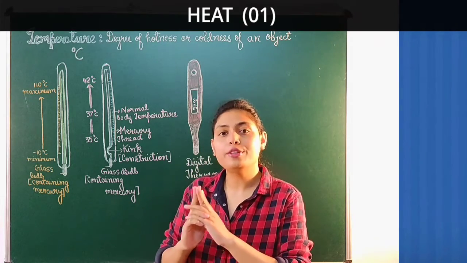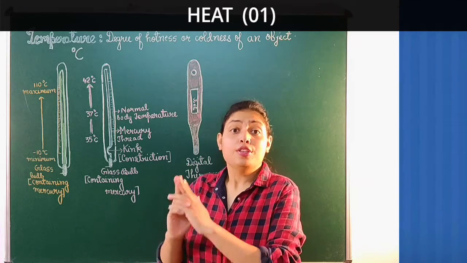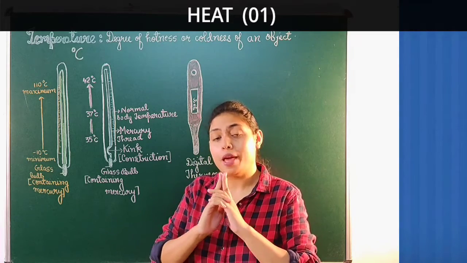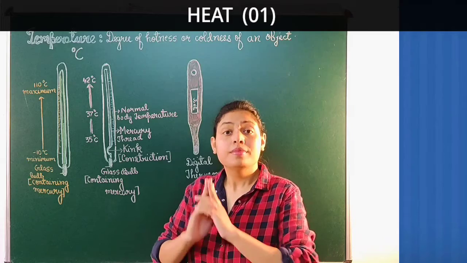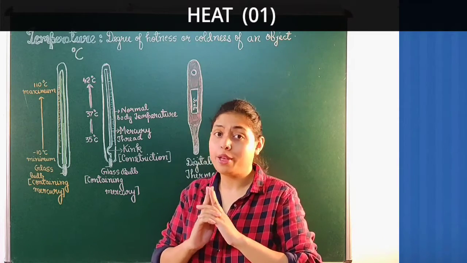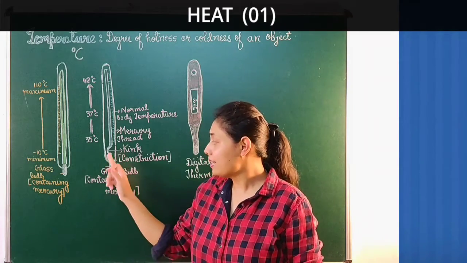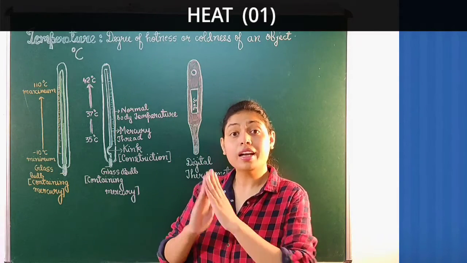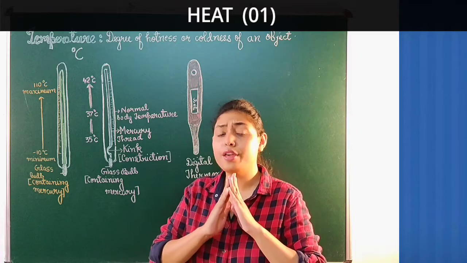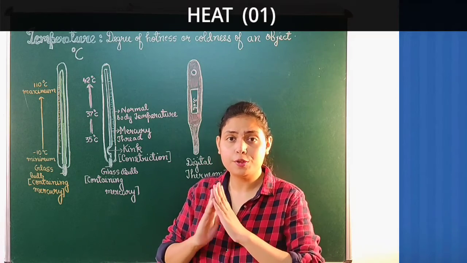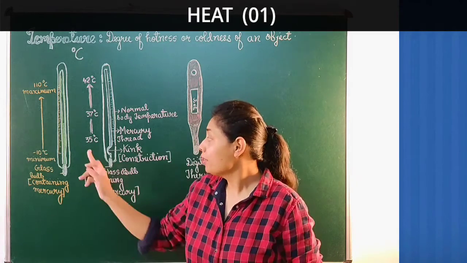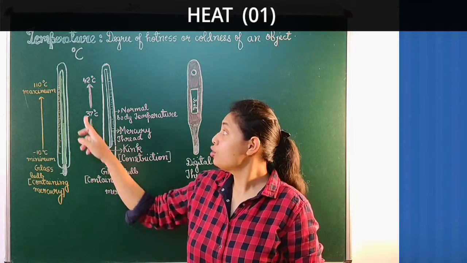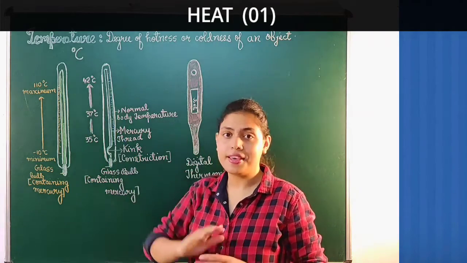It is used by the doctors in clinic to check the temperature of the patient body. Clinical thermometer is also made up of glass and has a glass bulb which contains mercury. A clinical thermometer has a very short range of temperature, generally from 35 degrees Celsius to 42 degrees Celsius.